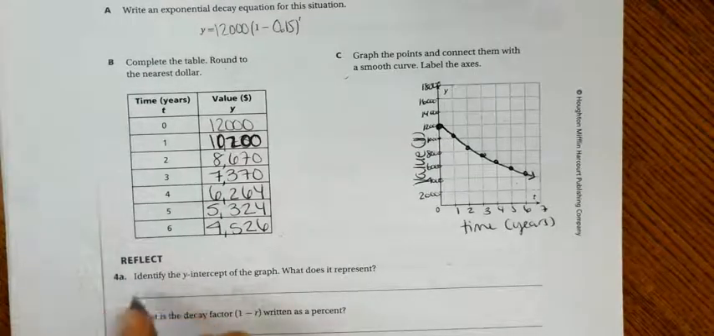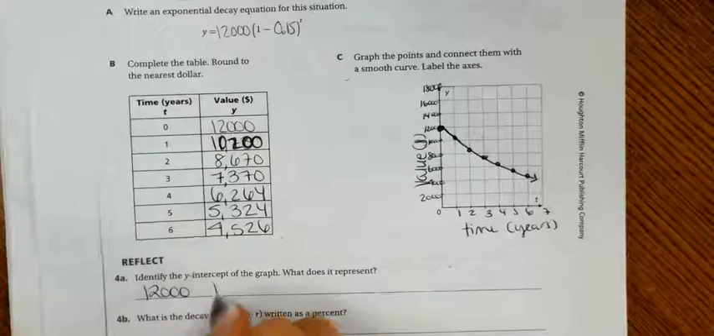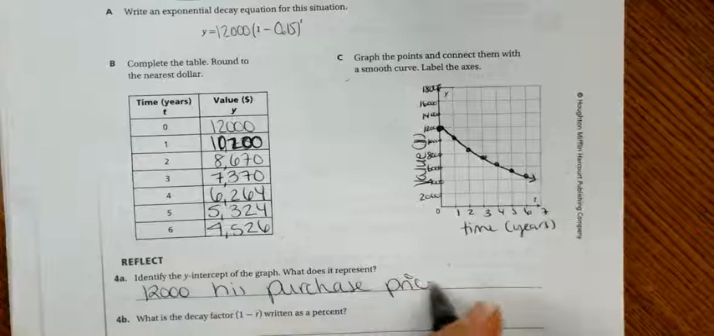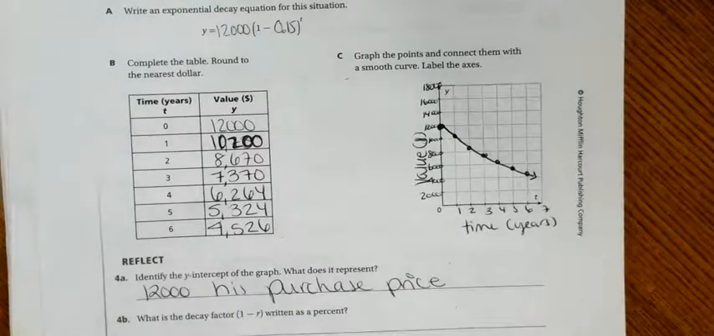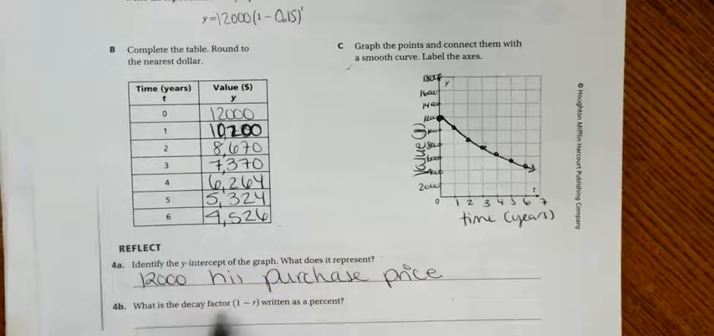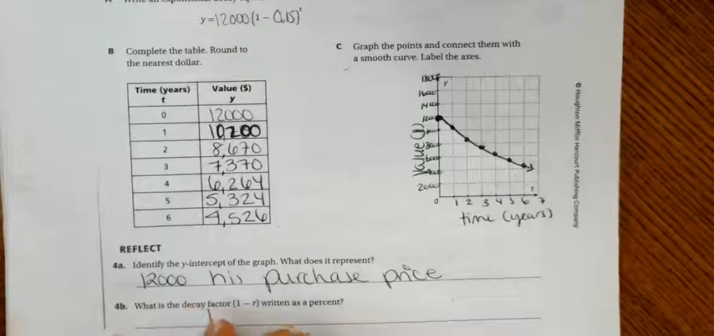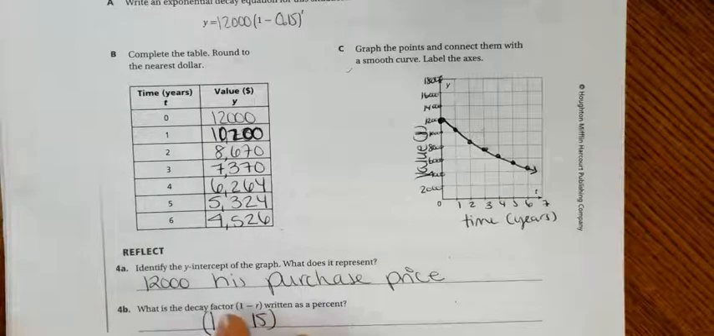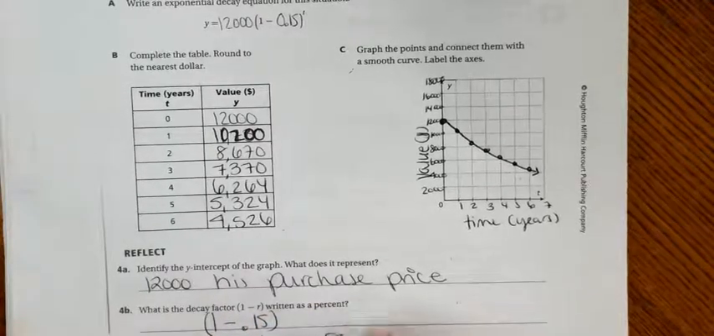All right, identify the y-intercept of the graph. What does it represent? It's $12,000. It's the purchase price. It's the price before it started to decline, right? It's the price before it started to decay. As soon as you drive it off the lot, it's going to be worth less, right? Because now it's used. What is the decay factor? 1 minus r written as a percent. 1 minus 15% is 0.85 or 85%.